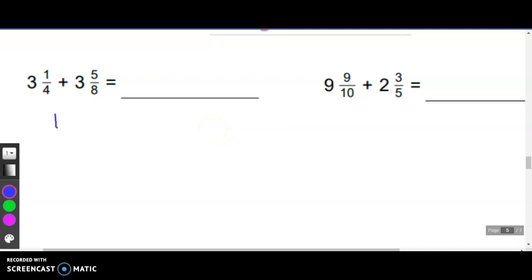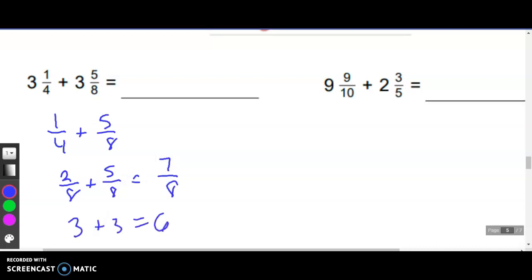For mixed numbers, it's the same as before. The only difference is we're doing 1/4 plus 5/8. So before we start, we have to get a common denominator. 2/8 plus 5/8. You notice how I didn't have to change that second one? That's okay. That's good. It's even better for us. It's less work. So that's 7/8. 3 plus 3 is 6. Put it together, and it's 6 and 7/8.